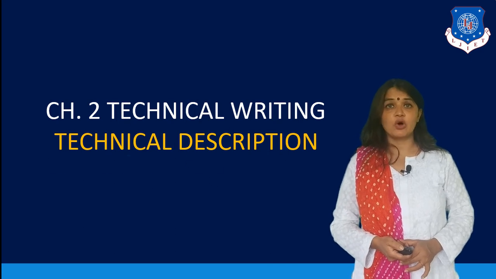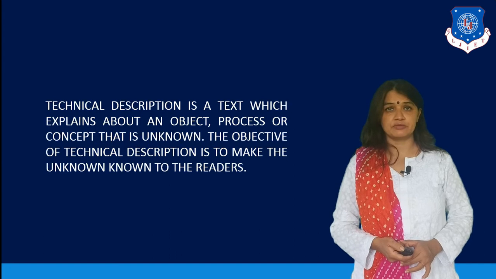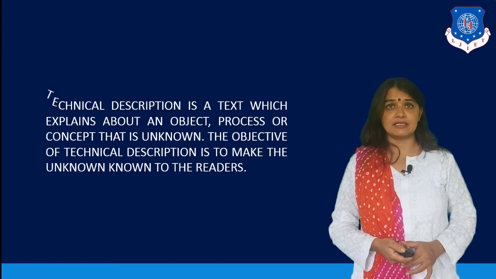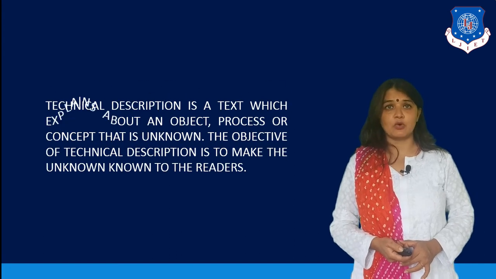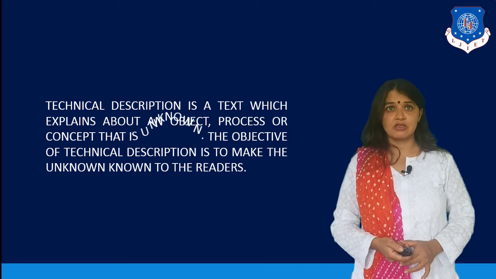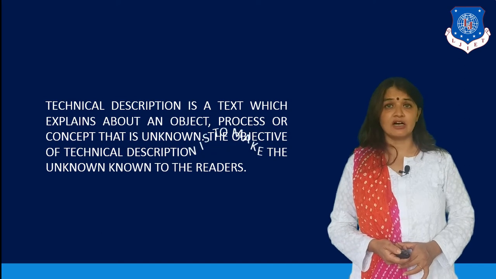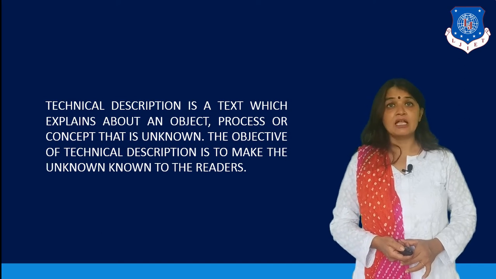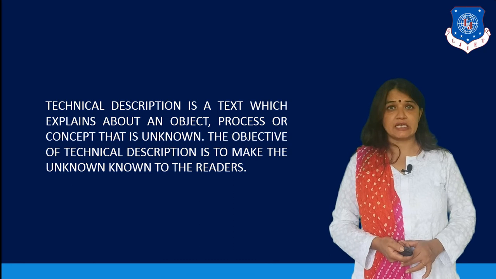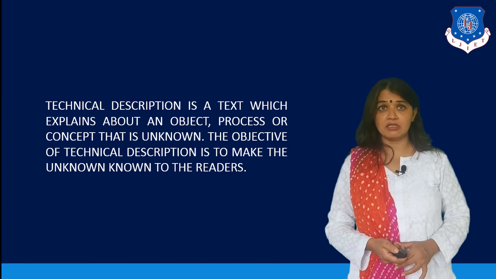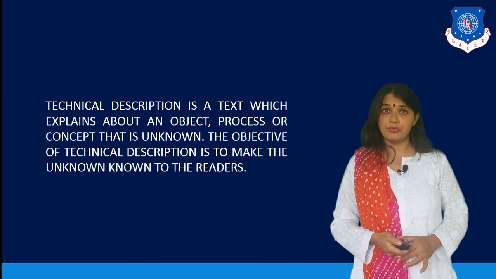So first of all, what is a technical description? A technical description is a text which explains an object, process or a concept that is unknown to everyone. The main objective of writing a technical description is to make the unknown known to the readers.